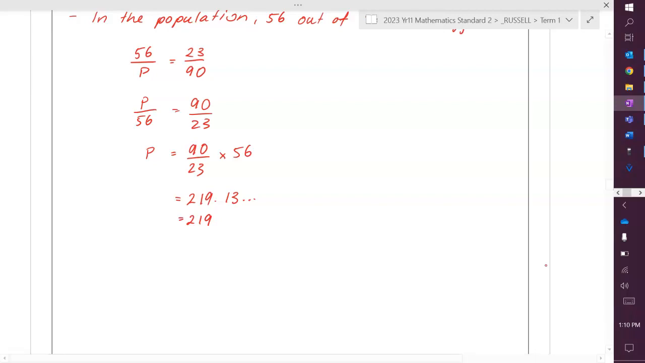Now, because this is a worded question, we need to make sure we finish off with a sentence answer. So therefore, there are about 219 fish in the lake, as we're just trying to find what that population is based on what's been caught and recaptured.